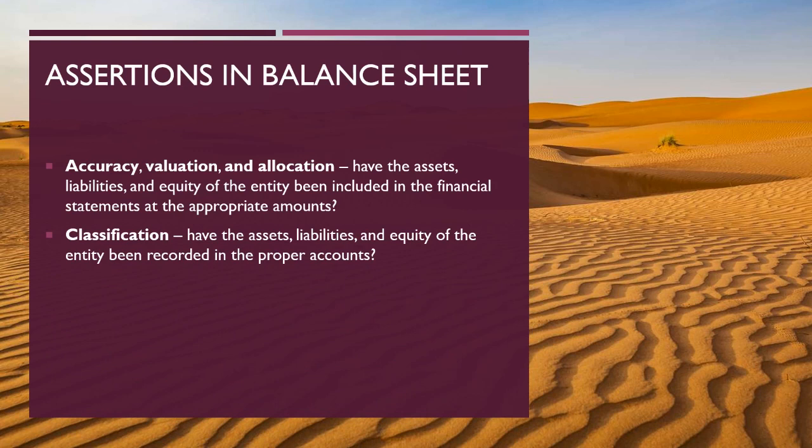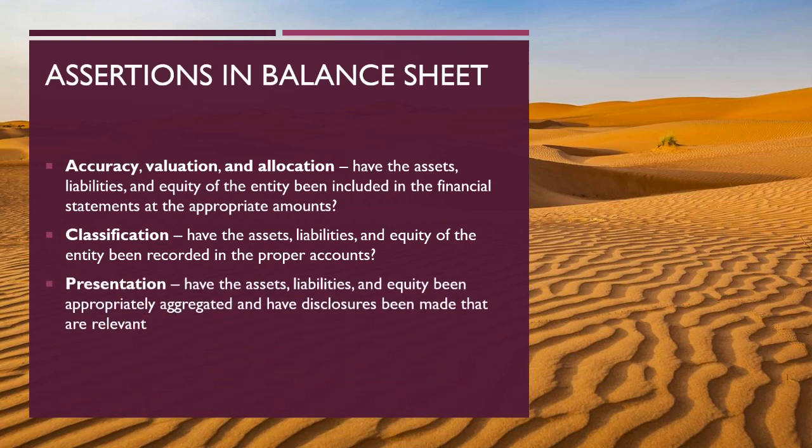Classification: have the assets, liabilities, and equity of the entity been recorded in the proper accounts? For example, reviewing accounts receivable for customers to see if some should be classified as liabilities. Presentation: have the assets, liabilities, and equity been appropriately aggregated and have relevant disclosures been made? For example, sending confirmation legal letters where disclosure is required.